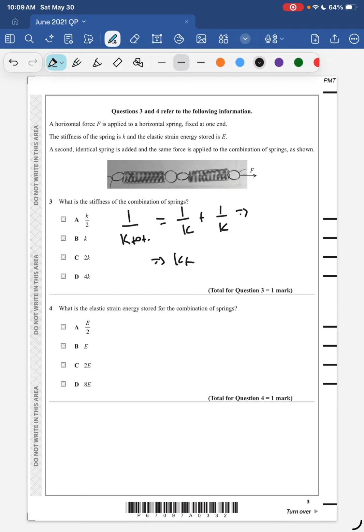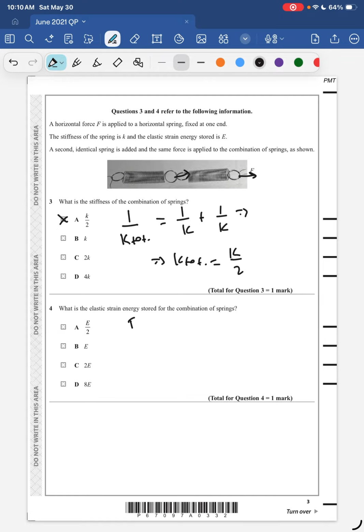Okay, so K total is K over 2, which is option A. And then for question 4, what is the elastic strain energy stored for the combination of springs? So you see that the same force F is pretty much acting on both springs, okay? And also the springs are gonna be extended by the same delta x, okay?